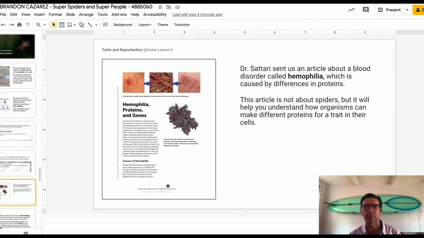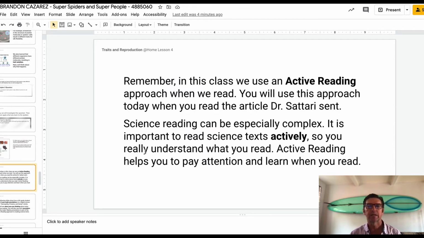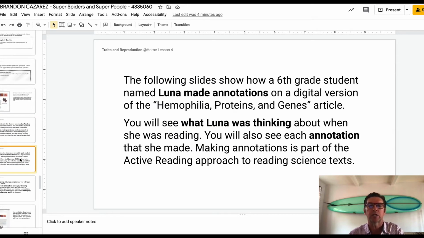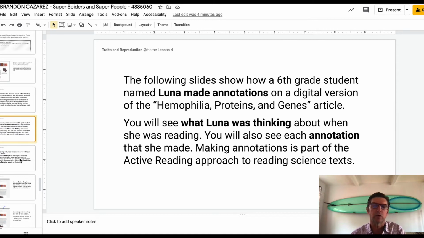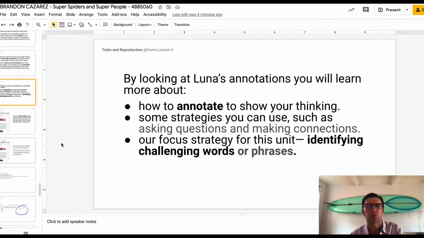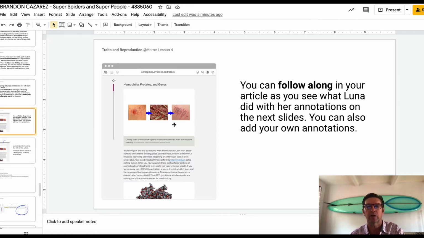We're going to dive into this article. Dr. Satari sent us an article about a blood disorder called hemophilia, which is caused by differences in proteins. This article is not about spiders, but it will help you understand how organisms can make different proteins for a trait in their cells. Remember, in this class we use active reading. Now we've gone over this a bunch of times. You read things closely. You can click words if you don't understand them. You want to ask questions as you read. You can annotate. We've gone over all that.